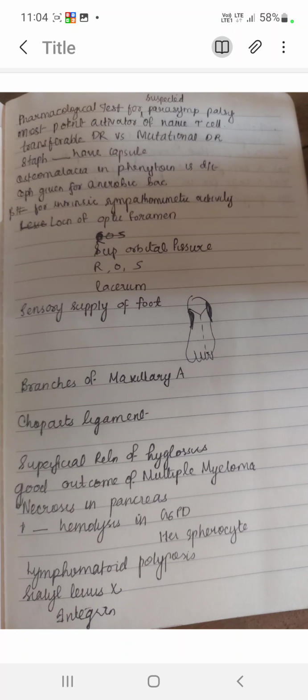Osteomalacia with phenytoin is due to vitamin K and vitamin D deficiency both. The cephalosporin which is suitable for anaerobes is cefotetan. The beta blocker having intrinsic sympathomimetic activity is pindolol.